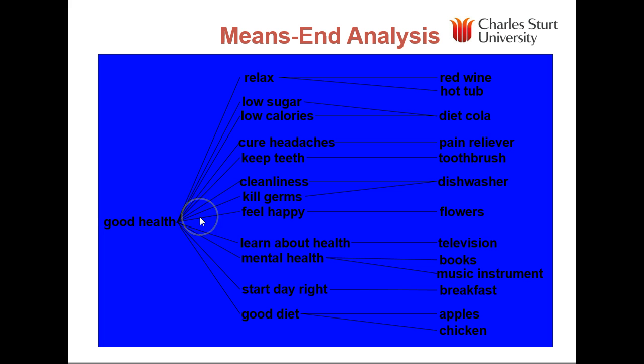These kinds of structures are important because people's motivational structure will differ. So a marketer can't assume that good health is all about a good diet or about cleanliness, and cleanliness is all about washing their hands. It might be about the purchase of a dishwasher. And so this means-end analysis, or repertory grid as another name for it, is used extensively in market research to try and understand motivational structures.